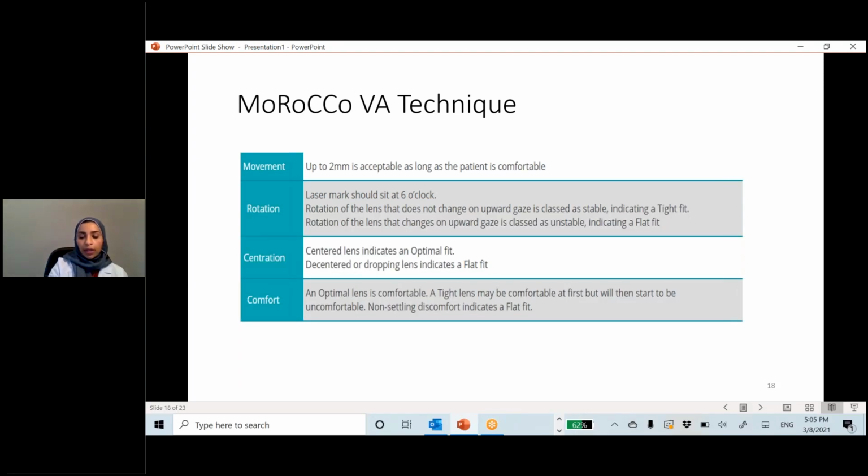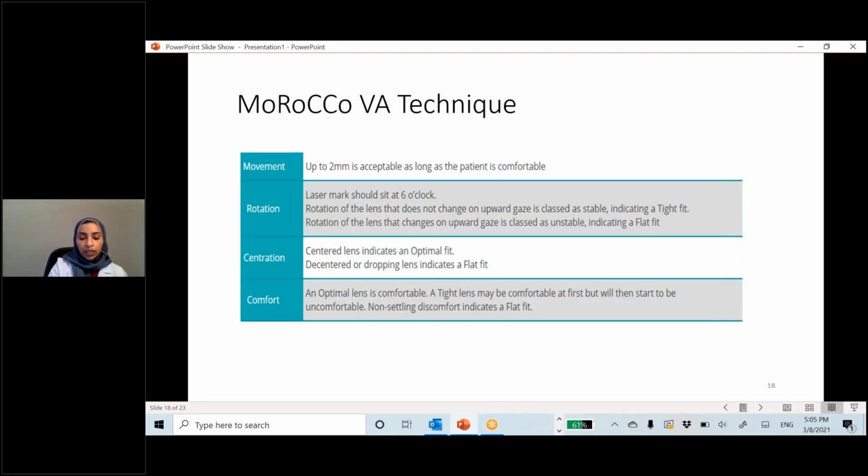We have got the movement. So where this lens has 1 to 2 millimeters of movement, and you want to look at straight ahead gaze as well as up gaze. Note, this is a lot more movement than what we are used to seeing with our standard soft toric lenses, but this is what is considered ideal for the Kerasoft IC lens.